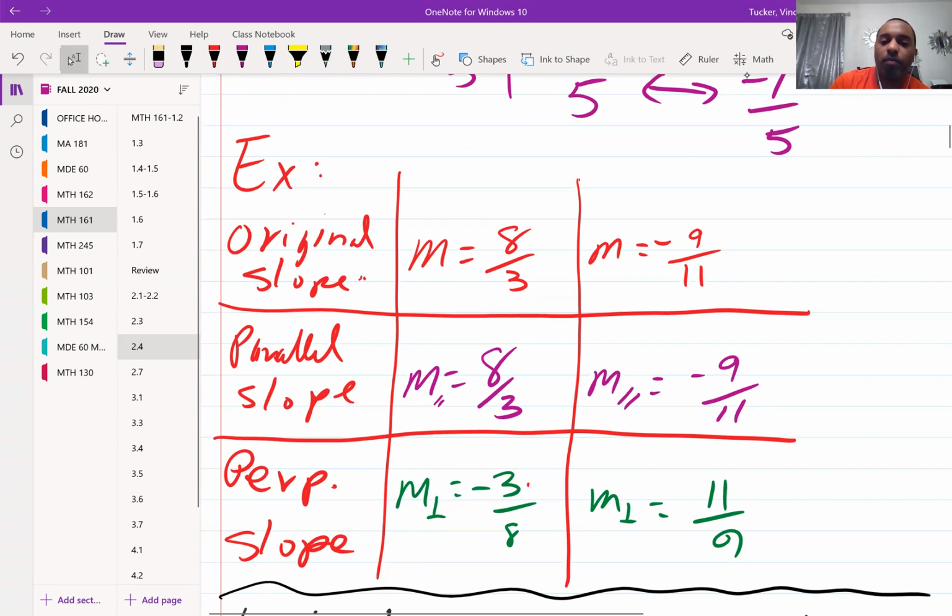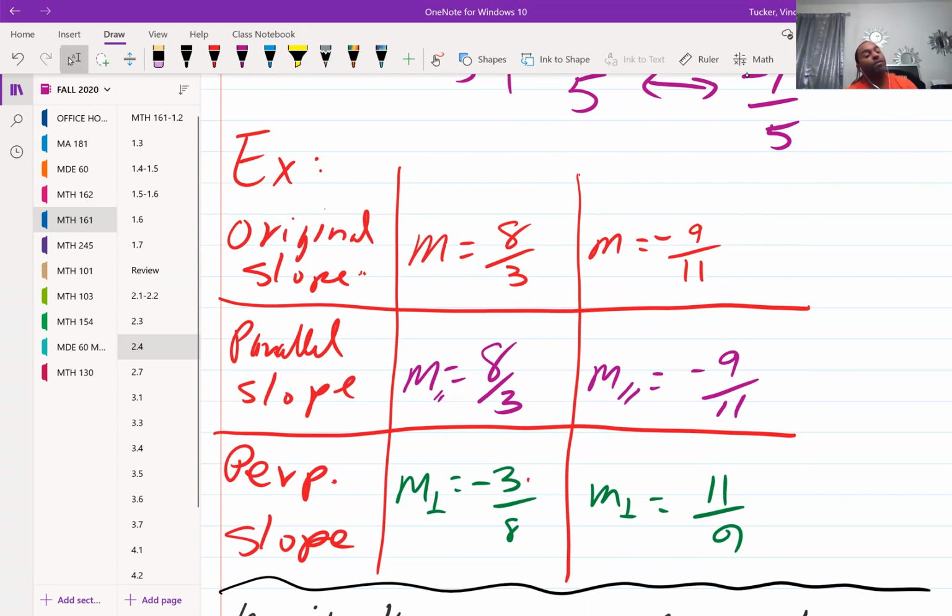All right, here's just a mini chart to emphasize the relationship between the slope of a line and a line that's parallel to it versus perpendicular. If the original line has a slope of 8/3, a line that's parallel to it would have the same slope, which is 8/3. A line that's perpendicular to it would have a slope of negative 3 over 8.